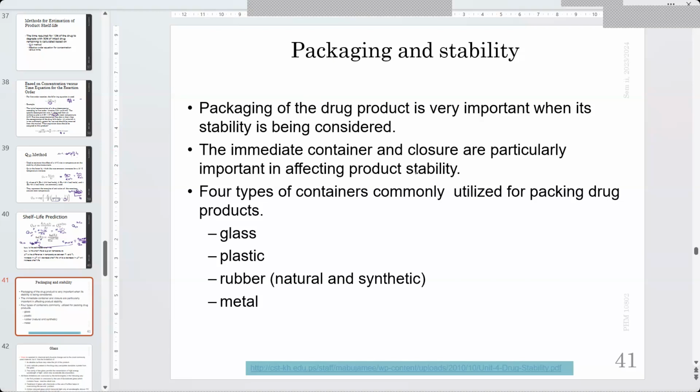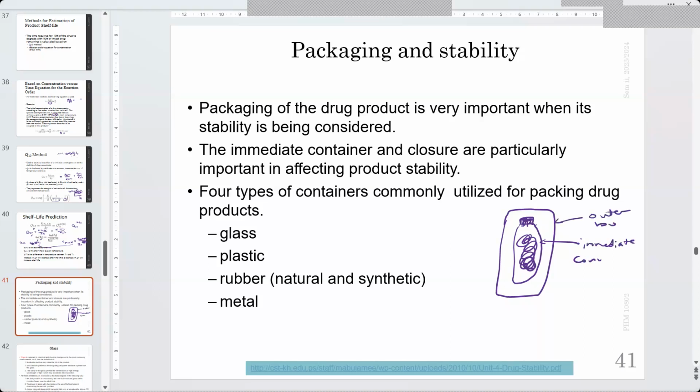What do we mean by immediate container? Immediate container is the container that comes in contact with the product. So for example, you have a syrup in a bottle, and this bottle is in a carton box. The immediate container is only the bottle and the closure, not all the closure, the inside part of the closure that comes in contact with the drug. This one we call immediate container. But the outer box is not immediate container.